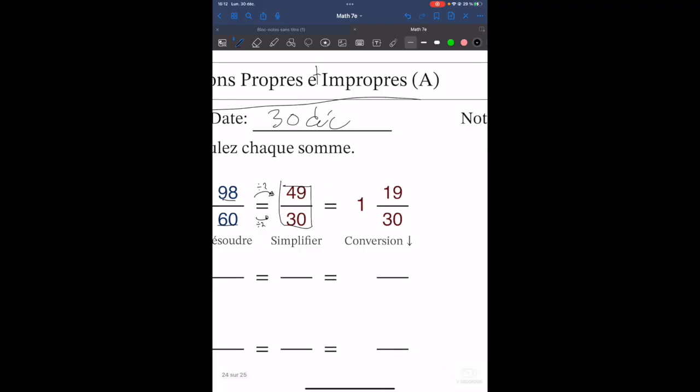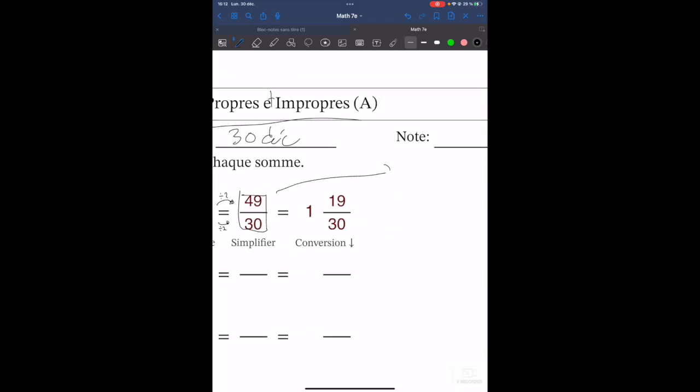And finally, this is an improper fraction because the numerator is bigger than the denominator. So what I'm going to do is take these numbers aside here and make a long division. I'm going to divide 49 by 30. And so I asked myself, how many times does 30 go into 49? It goes 1 time. Put that up top.